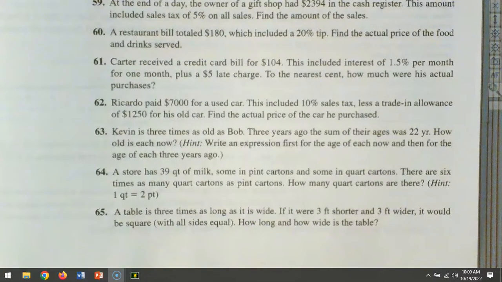Ricardo paid $7,000 for a used car. This included a 10% sales tax, less a trade-in allowance of $1,250 for his old car. Find the actual price of the car he purchased. So, Ricardo paid $7,000 for this used car. Now, this included a 10% sales tax, less a trade-in allowance of $1,250 for his old car. We want to find out how much this car actually cost.